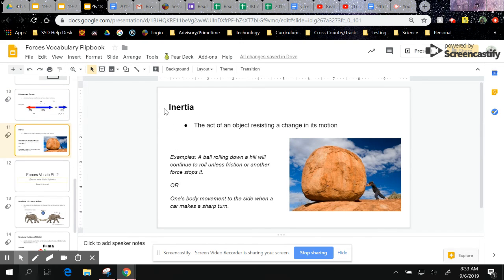Last word for today is inertia. It's the act of an object resisting a change in its motion. Examples would be a ball rolling down a hill will continue to roll unless friction or another force stops it, or one's body movement to the side when a car makes a sharp turn.